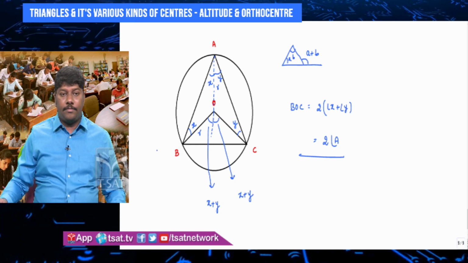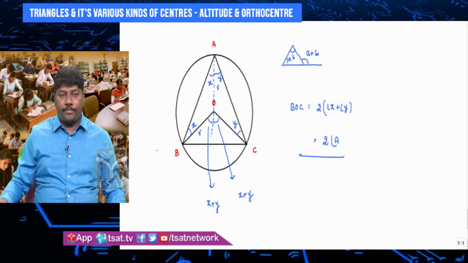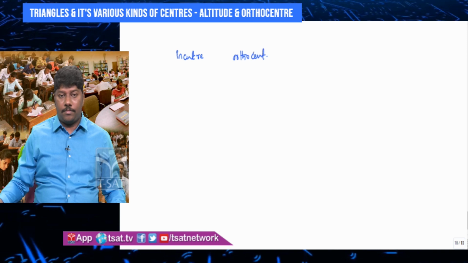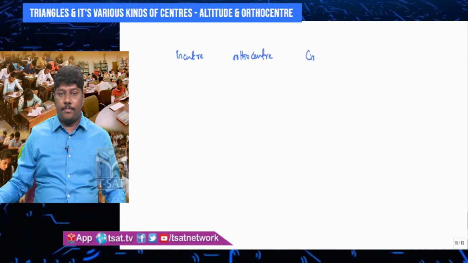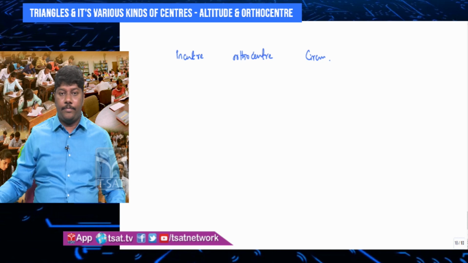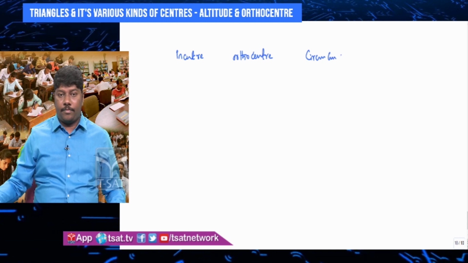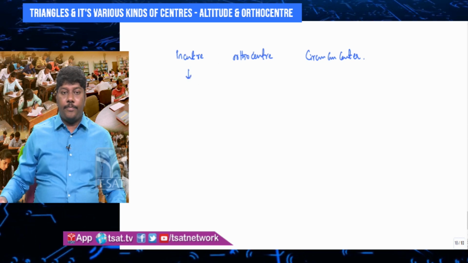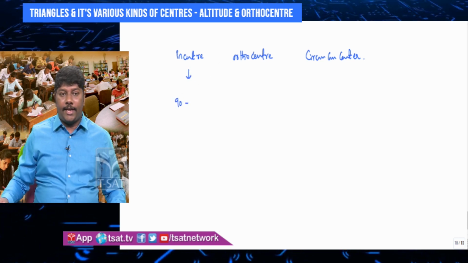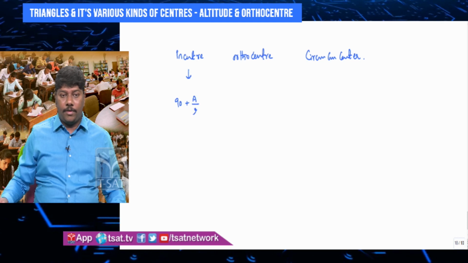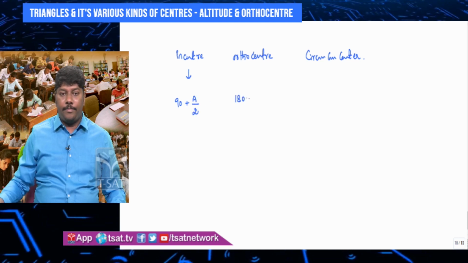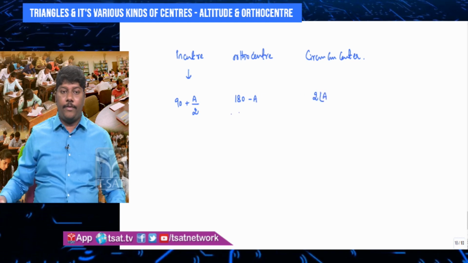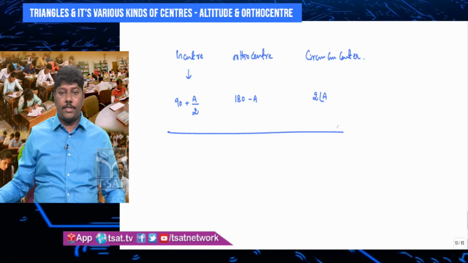Remember, at incenter, orthocenter, circumcenter. Centroid we don't find the angle. At incenter it is 90 plus angle A by 2, the angle formed. Orthocenter it is 180 minus A. Circumcenter it is 2 times of angle A. It's very important. These three are very important.